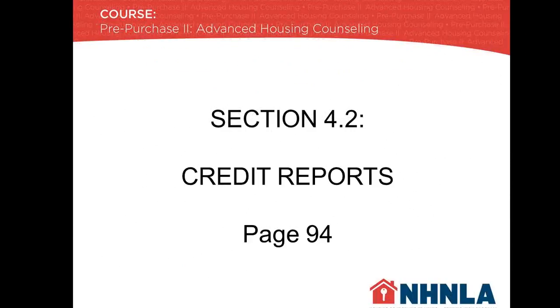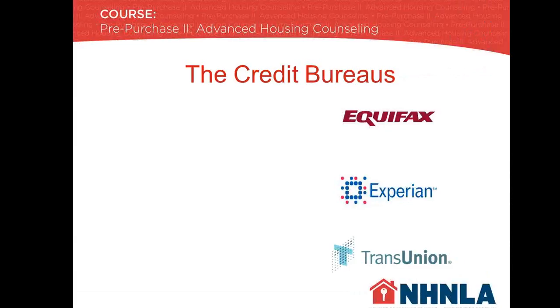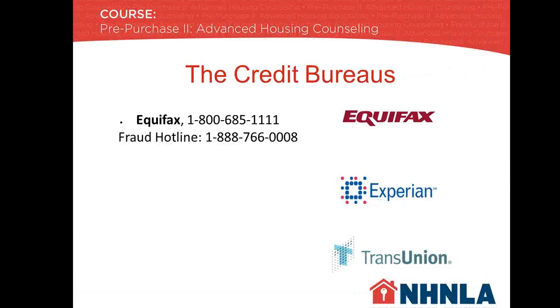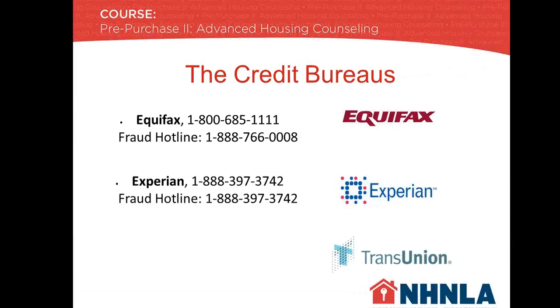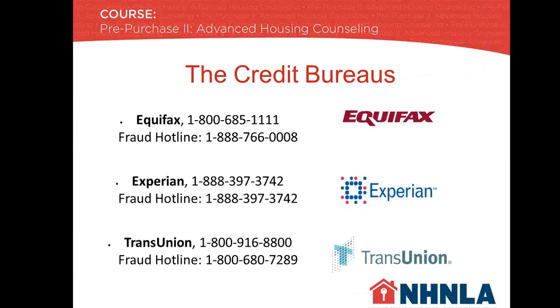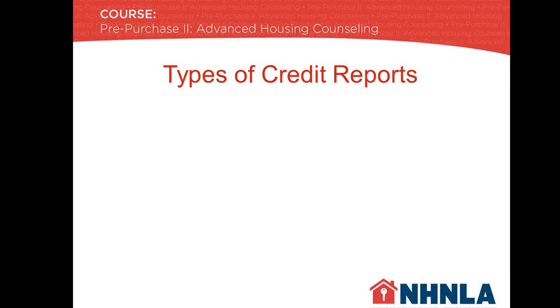In section 4.2, starting on page 94 of your manual, we'll be discussing credit reports. And we'll skim through some of it since a lot of it was covered in pre-purchase 1. For example, you're already familiar with the 3 credit bureaus, Equifax, Experian, and TransUnion. And you are most likely also familiar with the types of credit reports. The consumer can pull their own credit report, and as you know, they are guaranteed 1 free credit report every year. And the best place to get that, as you know, is from annualcreditreport.com.